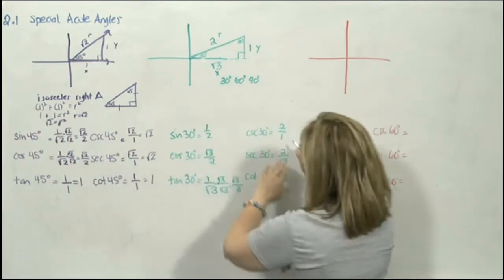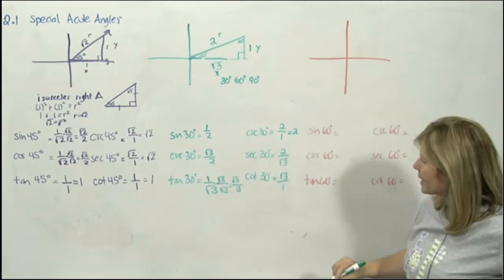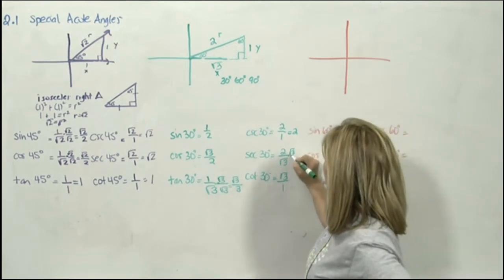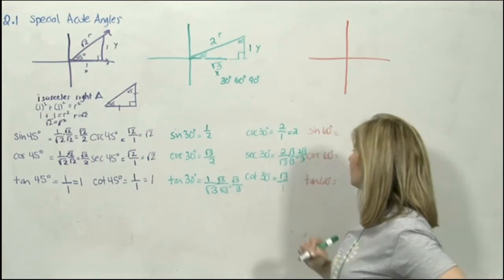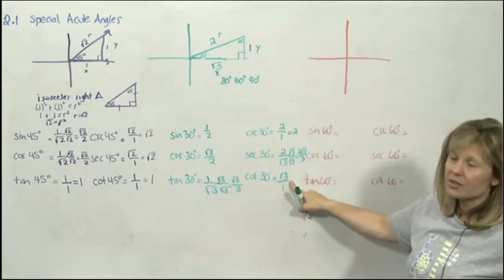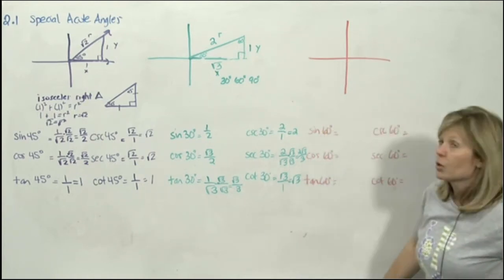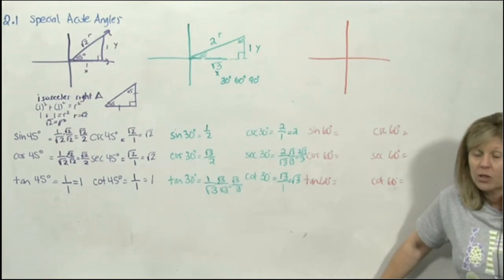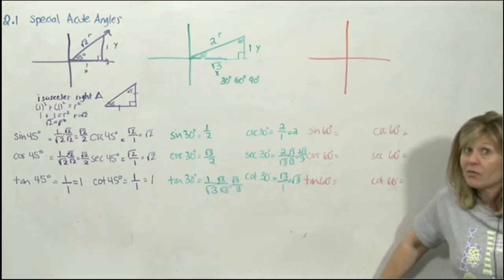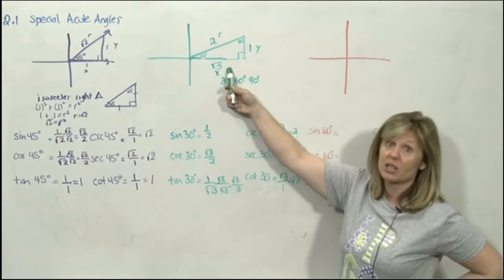Cosecant is not acceptable. 2 over 1 is 2. Secant is not acceptable. We have to rationalize it. And we'll get 2 square roots of 3 over 3. Cotangent is not acceptable. That's just good old square root of 3. So if I ask you the 6 trig function values of 30 degrees, you should know these answers. Now you have a decision. Do you want to memorize these 6 fractions, or do you memorize looking at this picture?